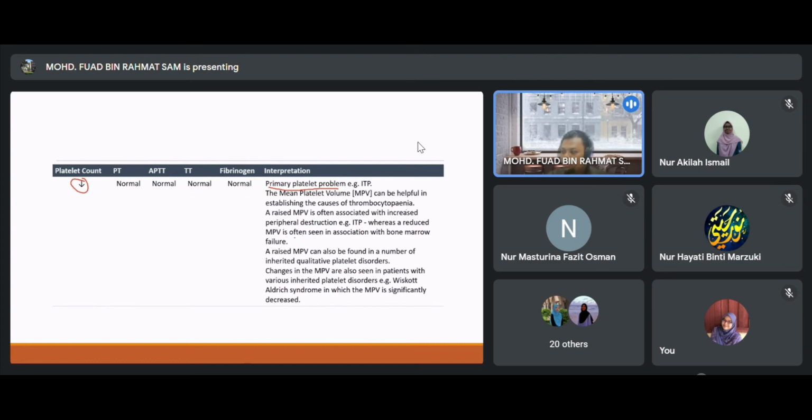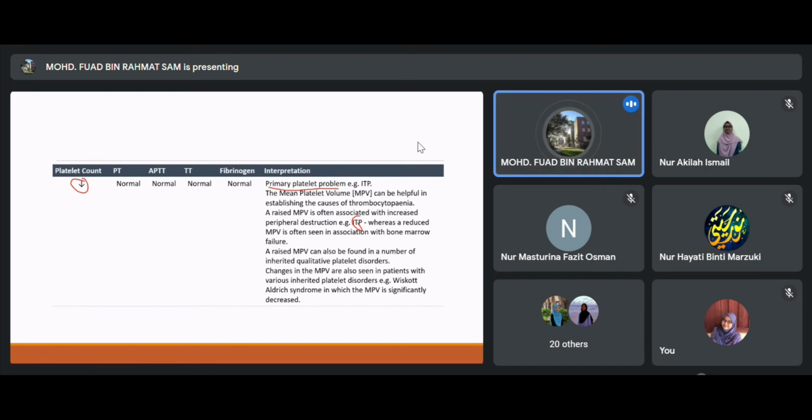whereas a reduced MPV is often associated with bone marrow failure. A raised MPV can also be found in a number of inherited qualitative platelet disorders. Changes in the MPV are also seen in patients with various inherited platelet disorders, Wiskott-Aldrich syndrome, in which the MPV is significantly decreased. Okay. So by the way, the ITP is referred to the immune thrombocytopenia. Okay.